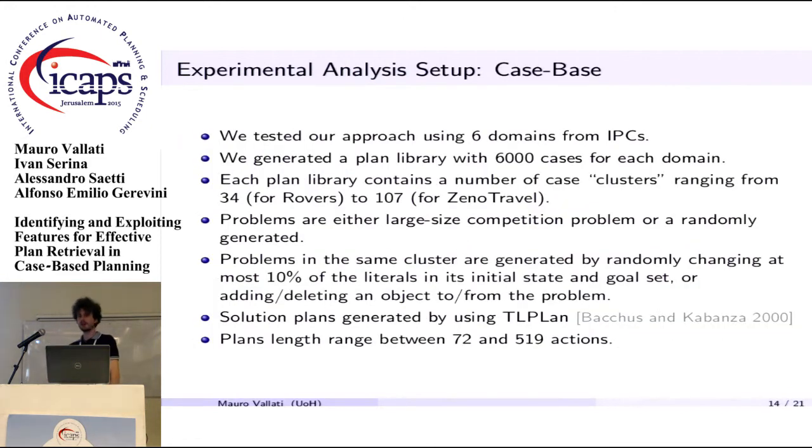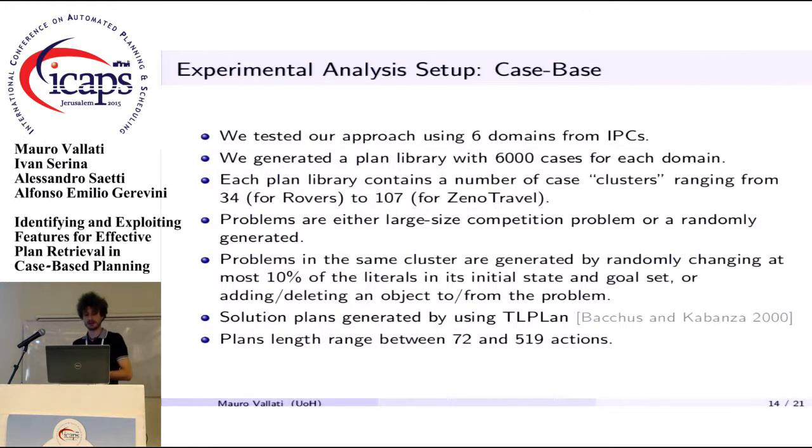And in order to evaluate our approach, we tested it using 6 domains from IPC. For each of them, we generated a library of 6,000 cases, a library which is organized in clusters, where clusters are basically sets of quite similar problems that range from 34, which are the smaller in Rovers, to 107 for the Zeno Travel domain. How do you generate these clusters?